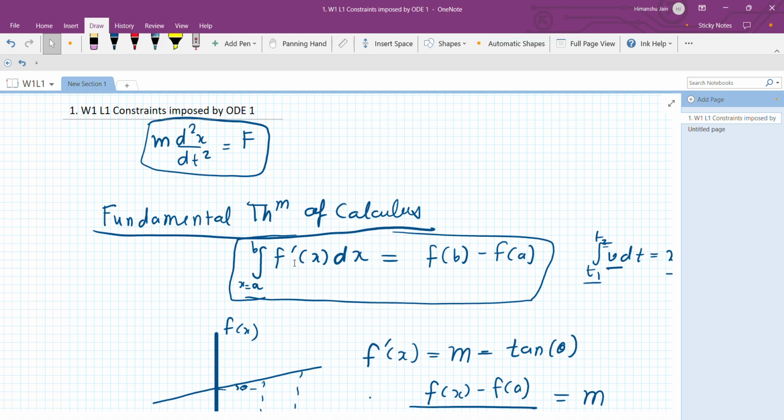Interested people can always look it up in any real analysis book or calculus book. They would have proved it using the mean value theorem and the property of Riemann integration. But for the current discussion, the proof is not important. Important is the result, what the result is saying. So the result says that the accumulation of the derivative of a function over an interval is basically the change in the function value at the endpoints of the interval. So the result is simple.